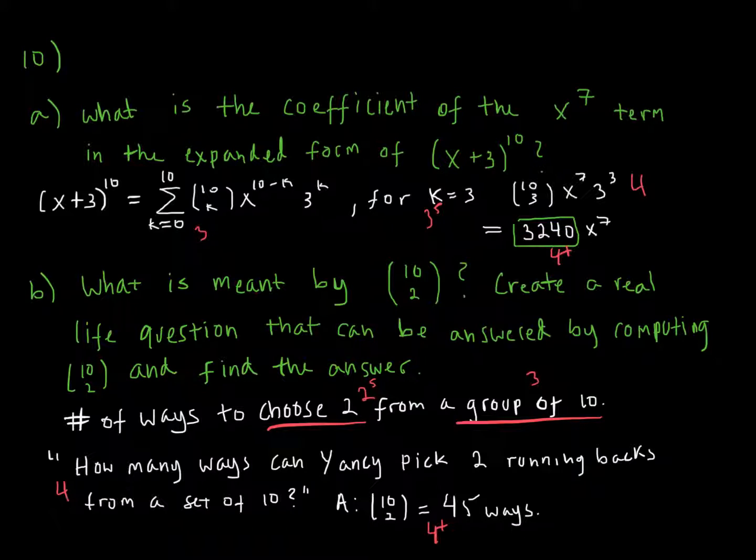What is meant by 10 choose 2? Well, quite simply, it's how many ways can I choose 2 things from a group of 10. So come up with your own question here. I came up with my own. Of course, we've talked about the candy bar example that I like to use a lot, but I encourage you to come up with a couple of different ones on your own.